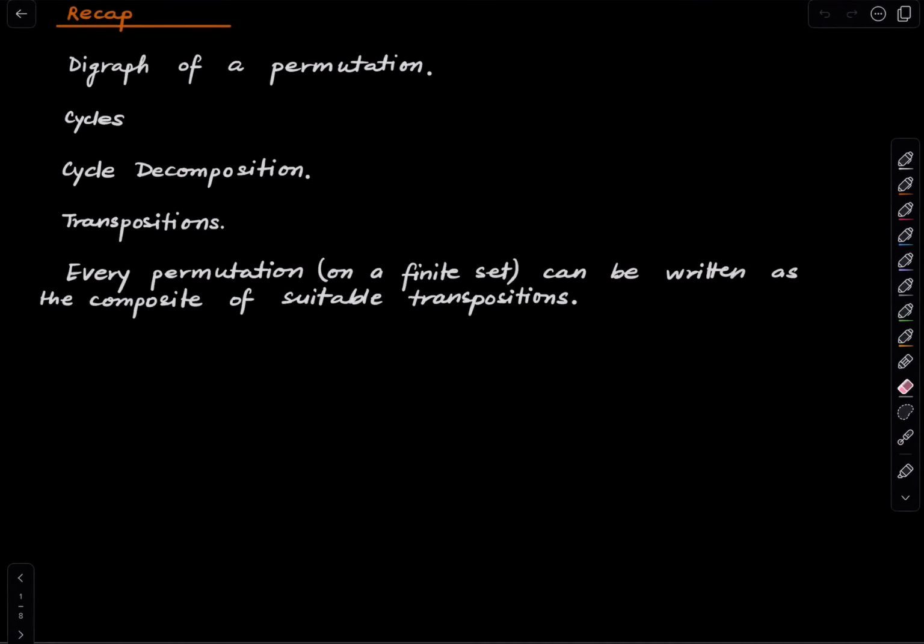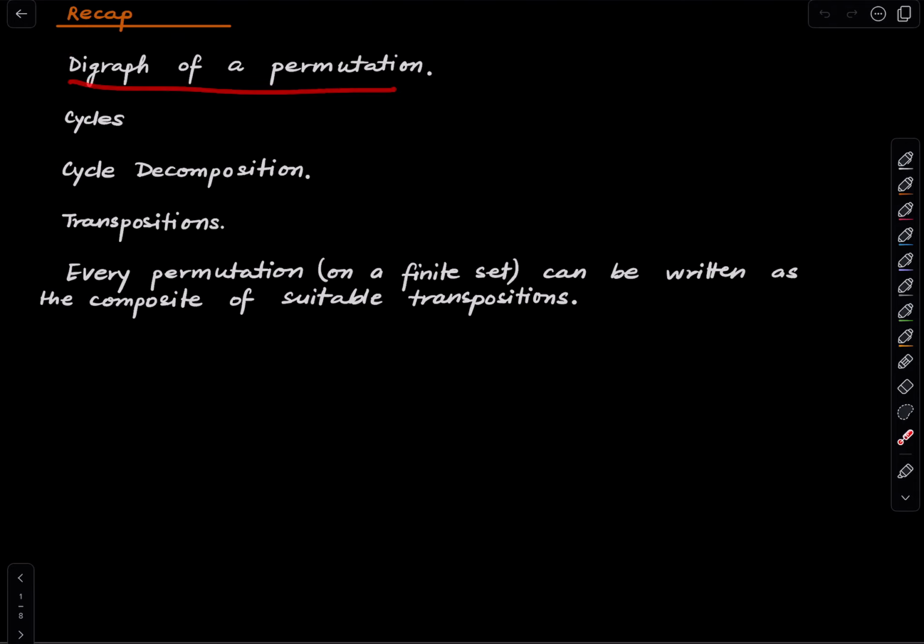Welcome to this lecture series in linear algebra. In this lecture, we'll finally finish our discussion on permutations, and today's topic is sign of a permutation. So let's recall various things. First and foremost, we need to be familiar with the notion of the digraph of a permutation.